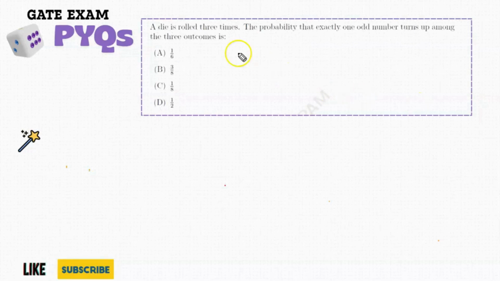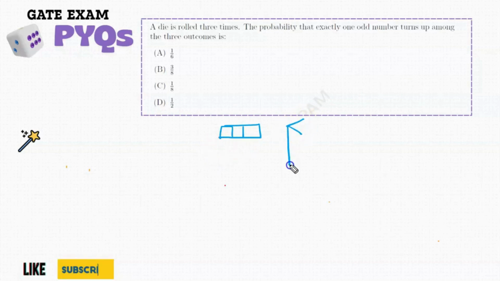A die is rolled 3 times. The probability that exactly one odd number turns up among the 3 outcomes. So we will get 3 outcomes, correct? So from this we can create 3 cases as well. Like one odd number should be there, so the rest should be even numbers. So it can be first odd, second even, third even. It can be this case also, even, odd, even, or it can be this case, even, even, odd.